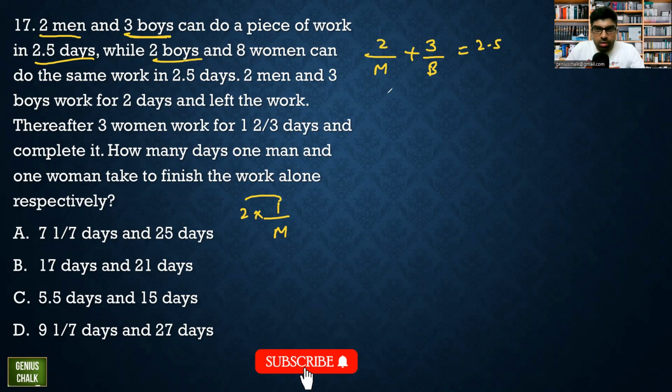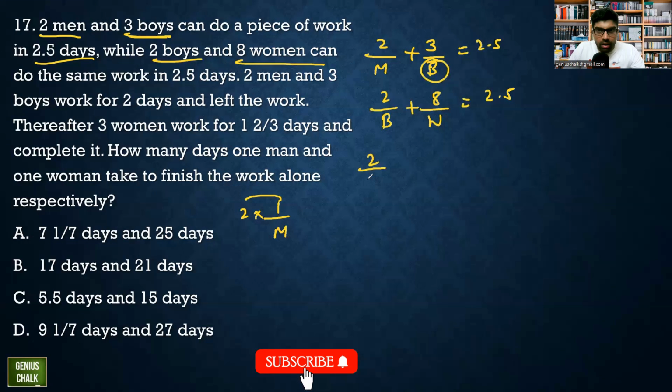Next, 2 boys and 8 women. Let's take 1 boy's efficiency as B, so 1 day work is 1 by B. 1 woman efficiency is W, so 1 day work will be 1 by W. And they are also doing it like this. Now 2 men and 3 boys have started the work for 2 days. So this is their efficiency. They have worked for 2 days, so this much work they have done and left the work. So the left work will be done by 3 women.